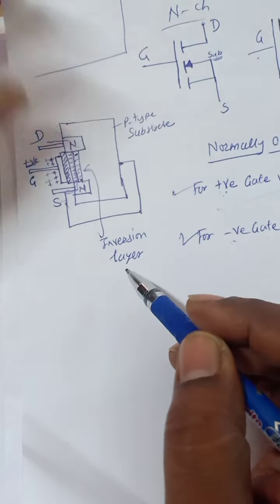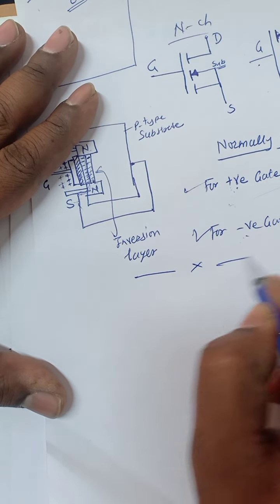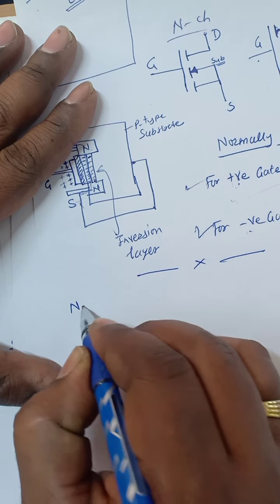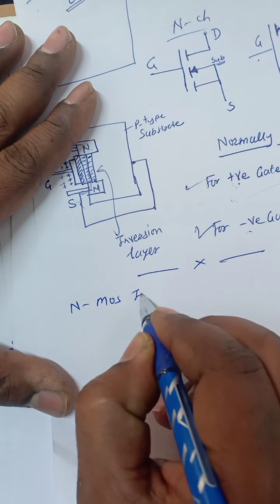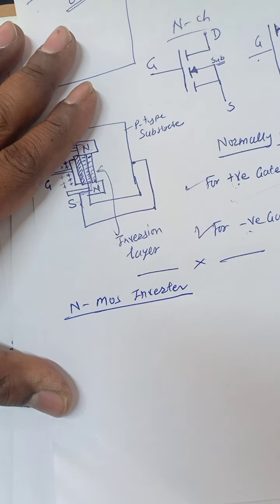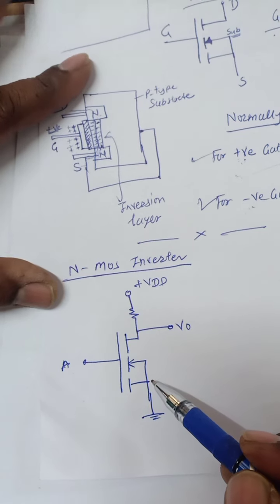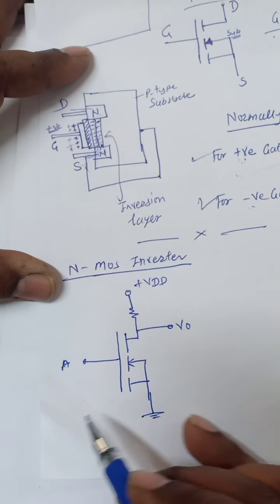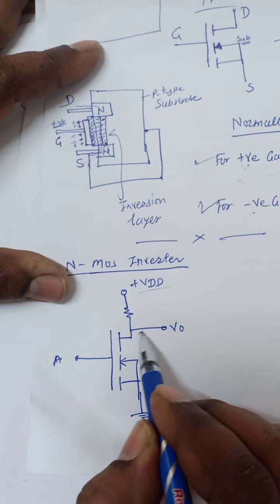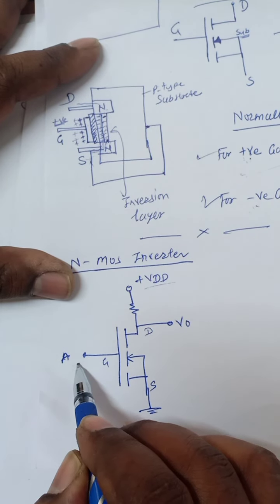So now we are going to see MOSFET technology circuits one by one. First we are going to see the NMOS inverter. So this acts as an inverter. This is the n channel MOSFET. This is the VDD voltage, which is connected to the drain. The gate is applied to the A input terminal.